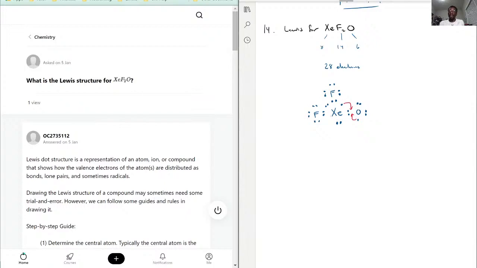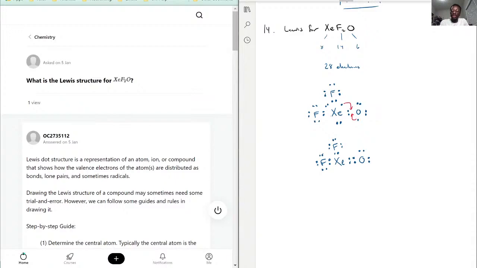So if we redraw this, we have xenon double bonded to this oxygen, and we have a fluorine here and a fluorine here, for the actual bonds. And there we have it, but not quite.